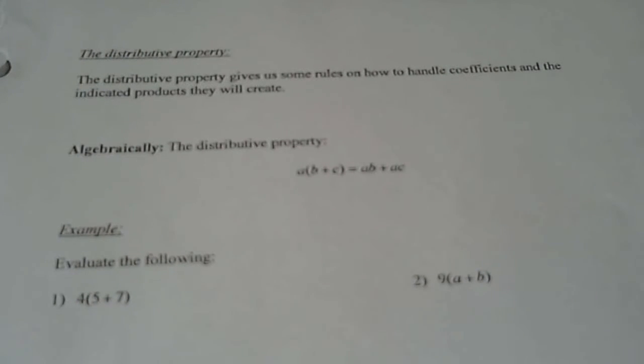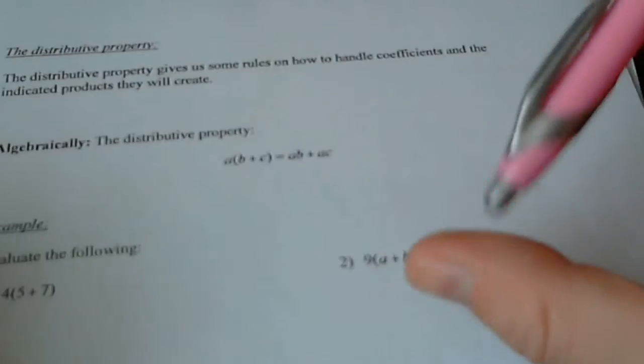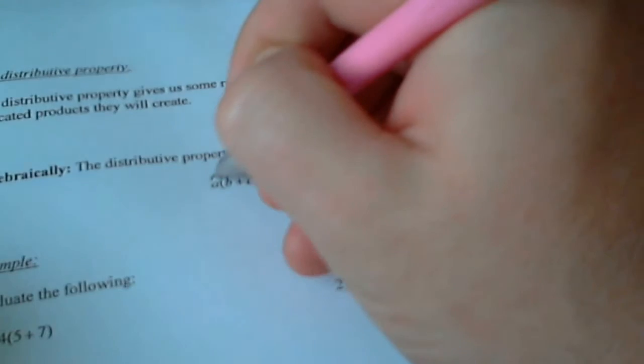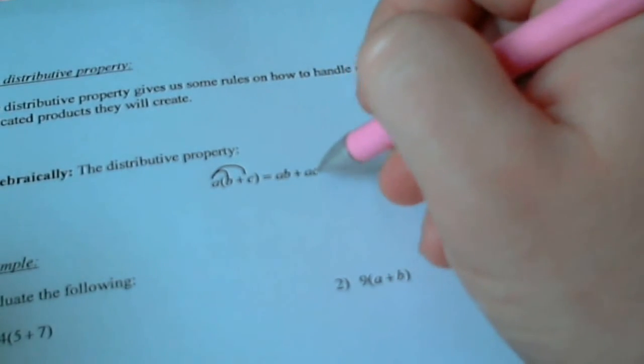Part 2 of 16 and 17 is all about the distributive property, which gives us some rules on how to handle coefficients and the indicated products that they're going to create. Hopefully you've seen this before. A times the quantity B plus C is equal to AB plus AC.